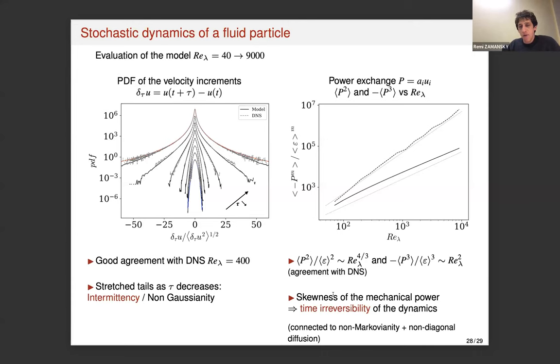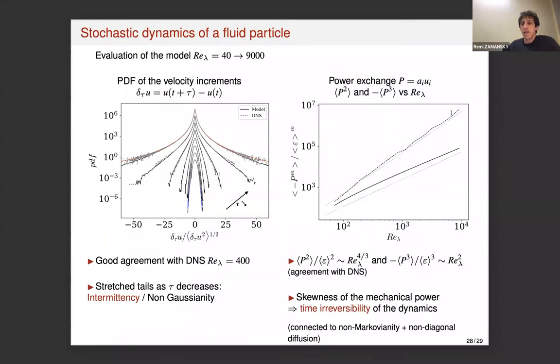And finally, to finish, I discussed at the beginning the irreversibility of the dynamic. You remember the skewness of the power exchange P. What is interesting is that for both the second and the third order moment, the model gives the scaling laws that have been reported from DNS for that P. And most interestingly, the third order moment, the skewness of P, is negative here, and is in agreement with the DNS, and so it means that the stochastic model here reproduces the time irreversibility of the dynamic. And playing with the equation, it's not really a formal proof.